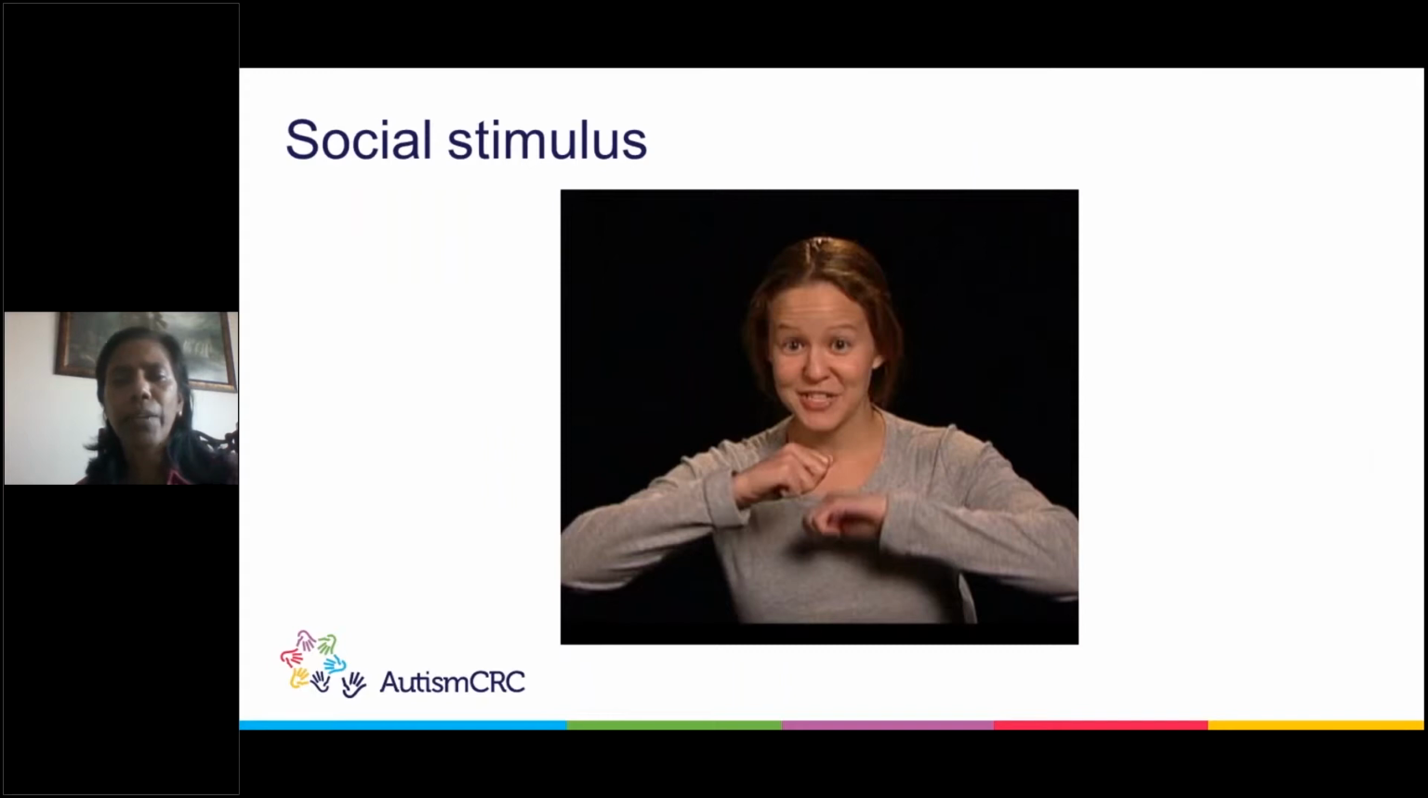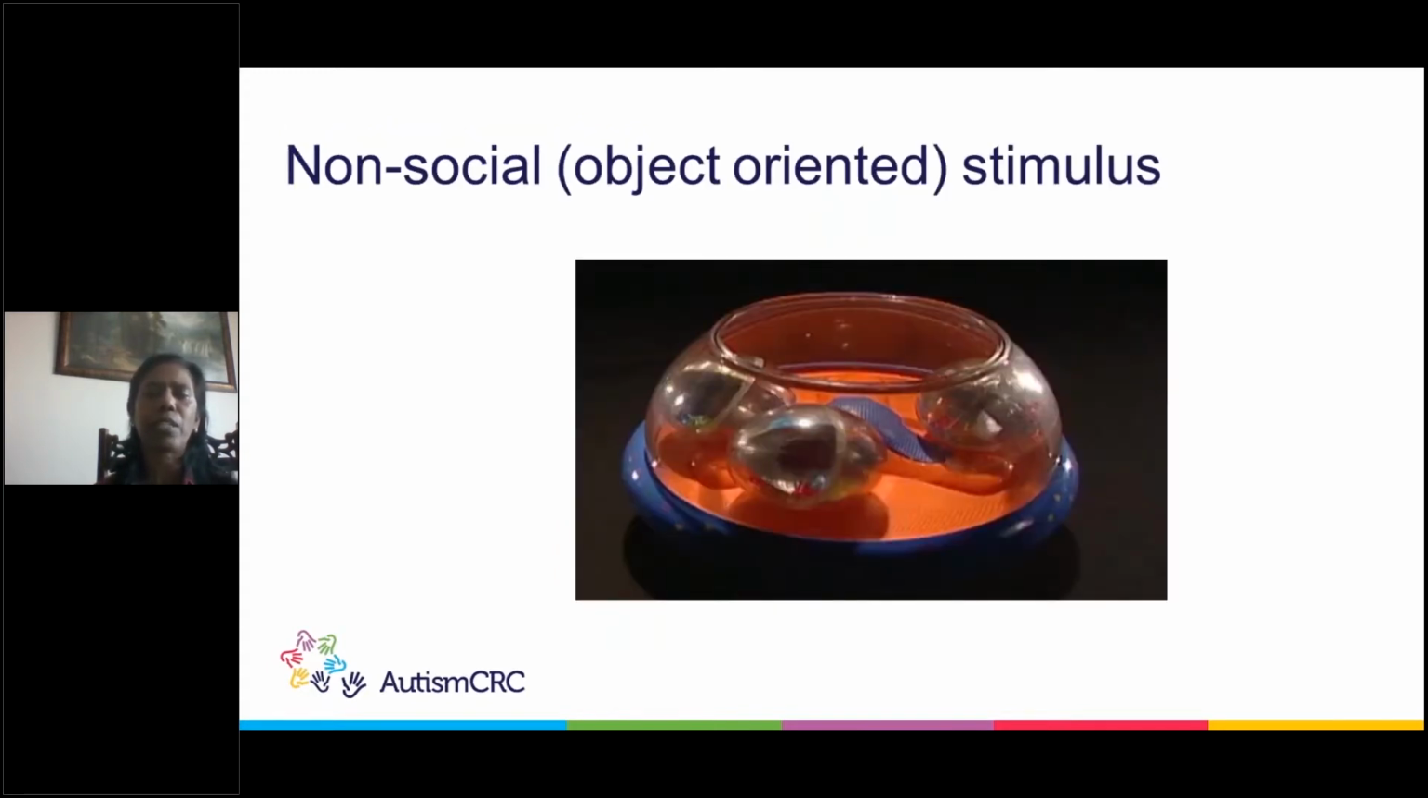This is a video clip where a lady is singing "Wheels on the Bus Go Round and Round" nursery rhyme with a lot of facial emotions and a lot of gesturing and everything. And the other non-social or object-oriented stimulus is a spinning toy. So what we want to know is what part of the brain is getting activated when children are watching these videos. And this is how we did it.